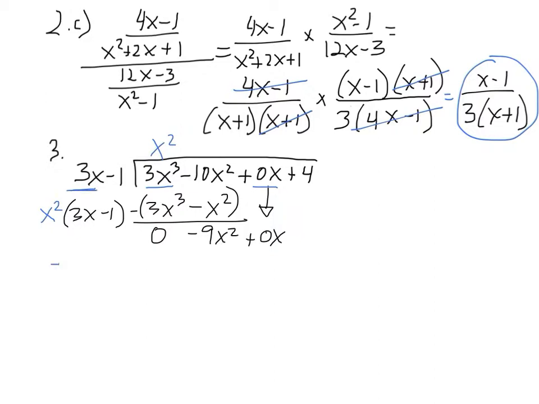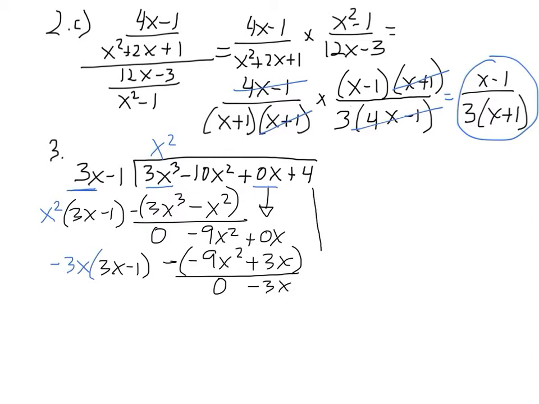And that's going to be negative 3x times 3x minus 1. Gets me negative 9x squared plus 3x. Subtracting, this becomes 0. That negative out front here makes this 3x and negative 3x, so minus 3x. Bring down my 4. And it looks like I got to write up that minus 3x up top.